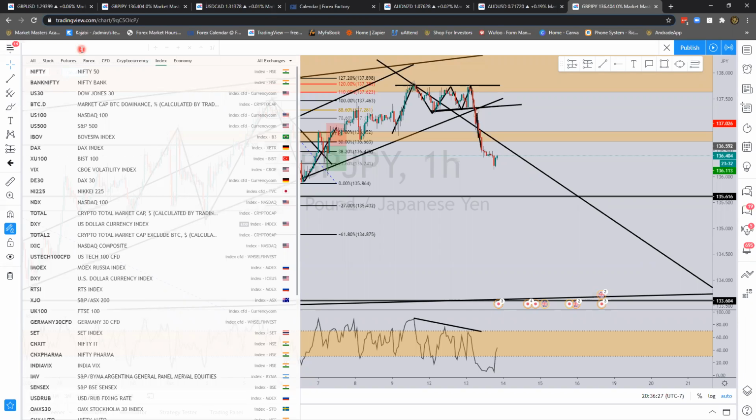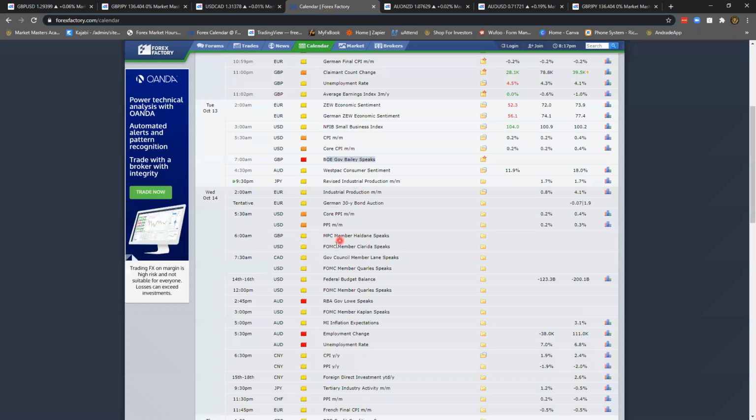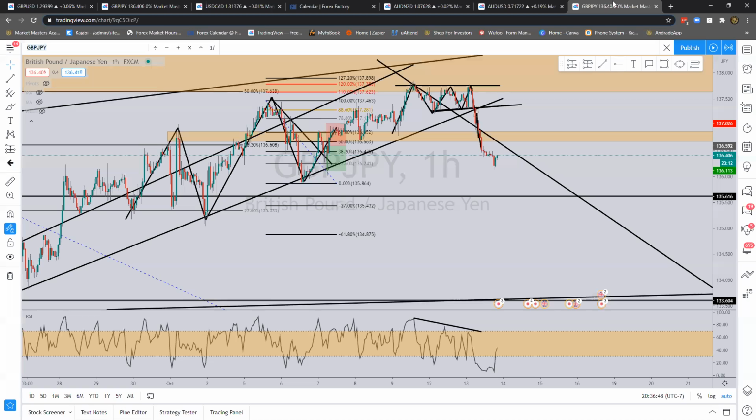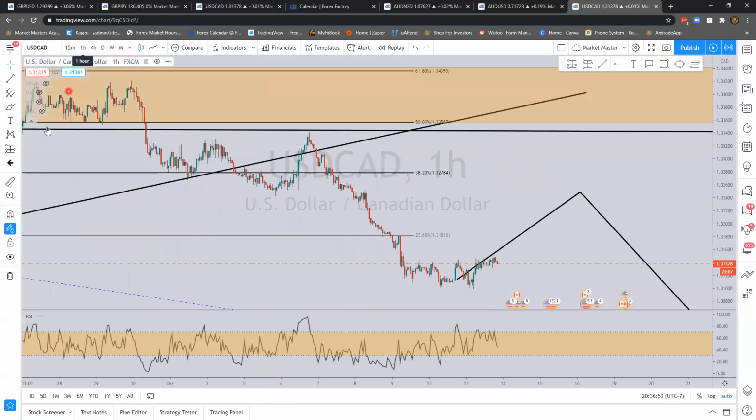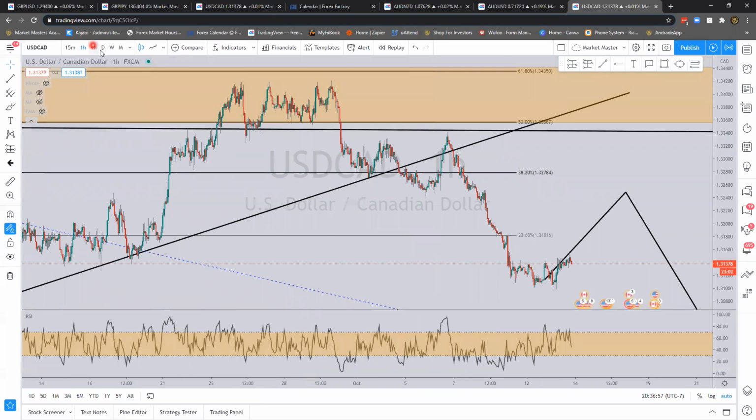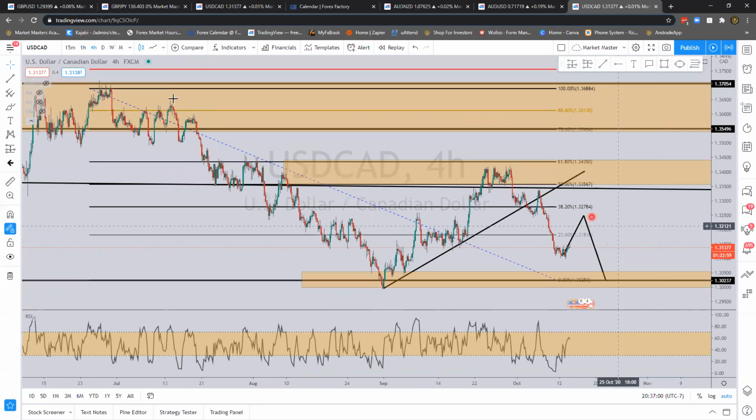Let's check out Euro, or let me see. I'm forgetting this one. Check out anything with the AUD, and USD. Let's see. We can check out USD CAD. We checked USD CAD already.